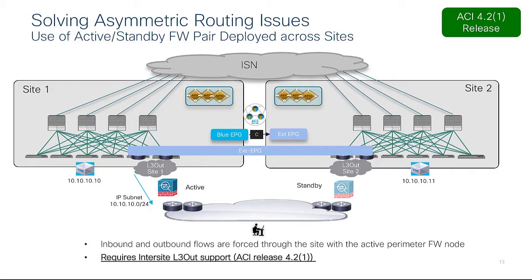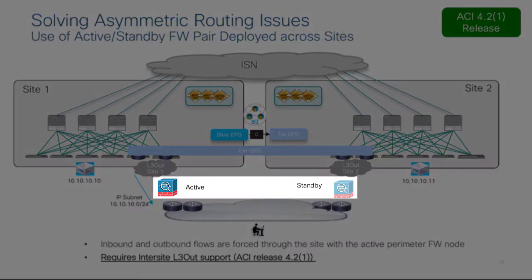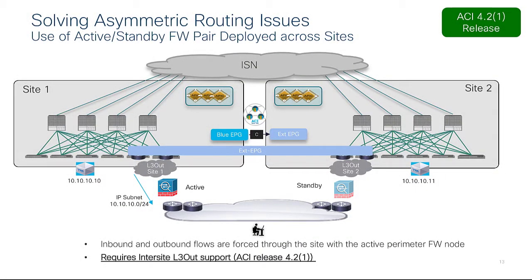A second option to solve the problem is not to deploy an independent firewall as a perimeter firewall in each data center, but enable, for example, the firewall function only on one site. So I can deploy an active standby pair of firewalls. The active is the perimeter firewall in fabric 1, site 1. The standby unit is in site 2.